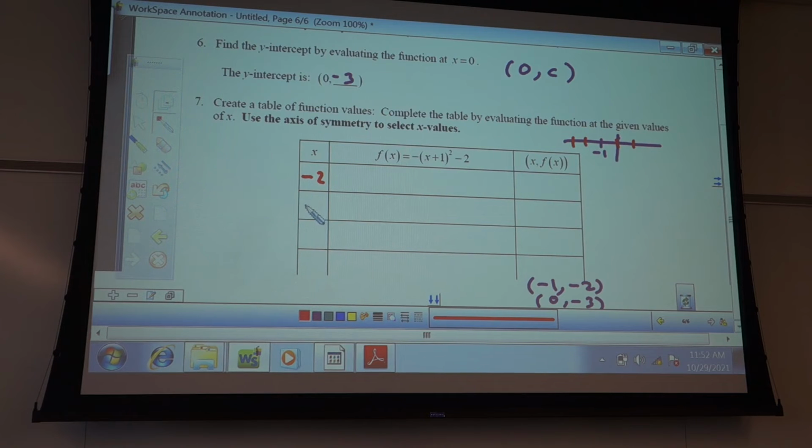David, give me another one. It's another number near -1. 0. We got that one already. Give me another one. -4. Close to -1, -2, and then what's after -2? Oh, -3. And then what's after 0? Alex? 1. So those are 3 good choices.